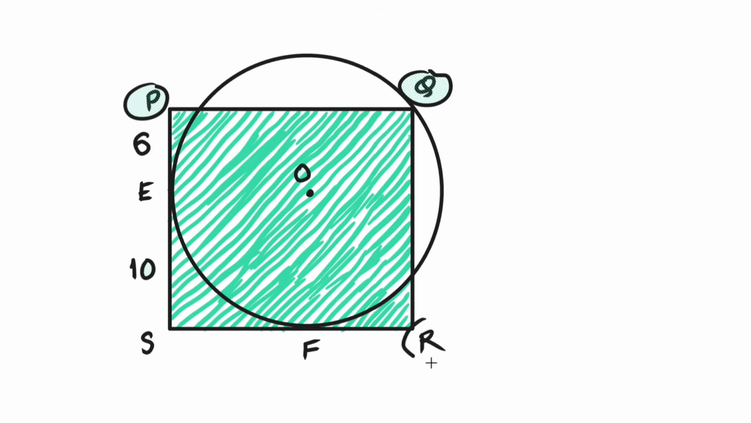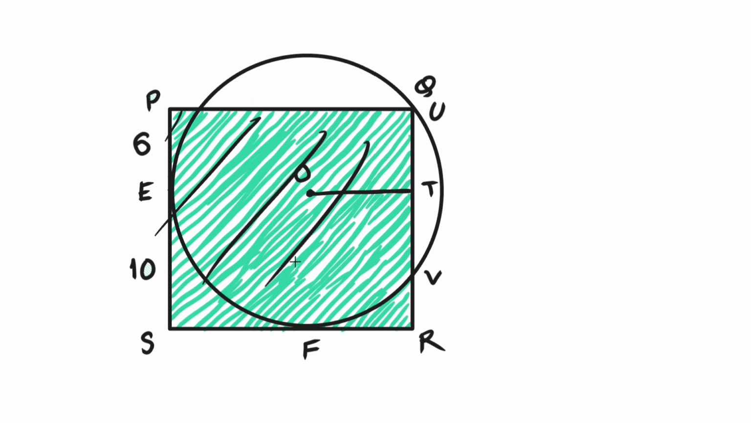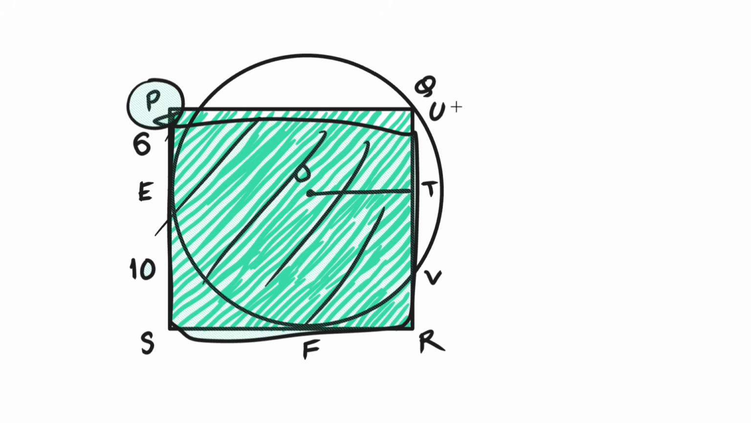We have a rectangle, PQRS, and inside it, there is a circle with center O. The circle touches the left side PS at E and the bottom side SR at F. We are told that PE is 6 units and ES is 10 units. On the right side, QR, the circle meets the side at 2 points, U and V, and the horizontal line through the center O meets that side at T. Our goal is to find the area of the entire shaded region, which is the rectangle.